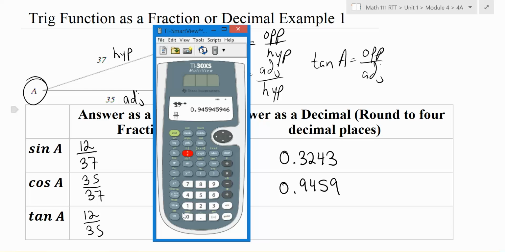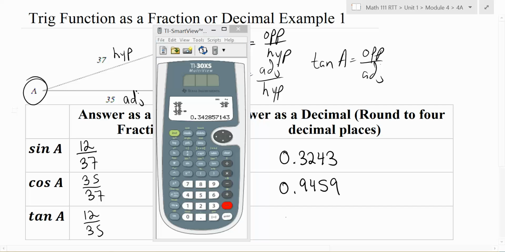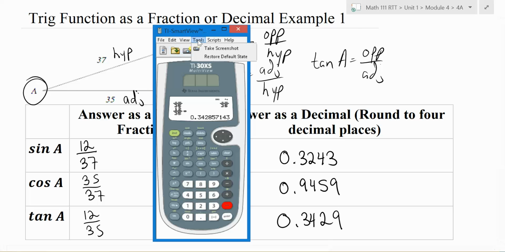And if we go ahead and put in the tangent, which was 12/35, this also doesn't simplify, and this is 0.342. Notice we're going to need to round up to 9, since the fifth decimal is a 5. All right, so now we go ahead and hide our calculator.